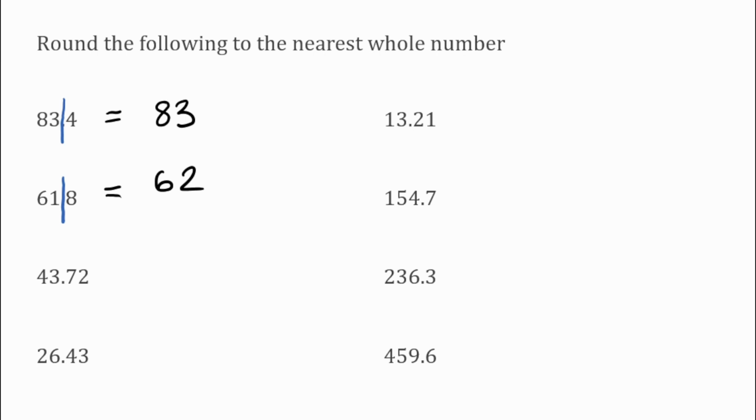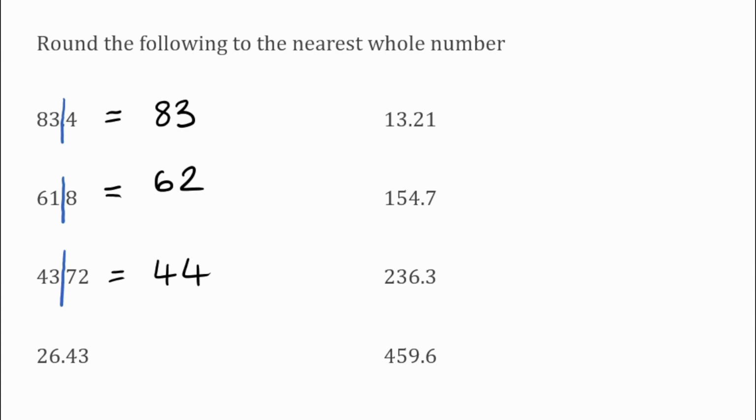Okay, this next example, we've got 43.72. So again, drawing our line through the decimal point. We're then focusing on that first digit after the line, which in this case is a 7. Because it's a 7, we're going to round up our previous digit. So we're going to round that 3 up to a 4. So that would give us 44.